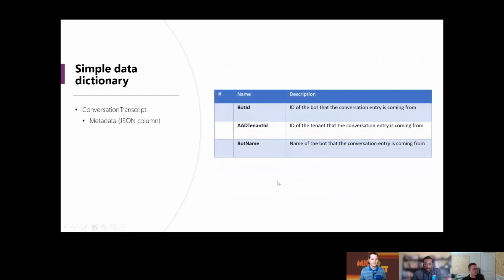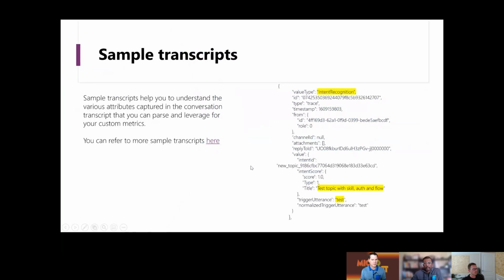And if you go to the next one, this is another one which captures the bot ID, the AAD tenant ID, and the bot name as well. So all the information is available for you as part of the transcript to be able to go and play with it. And this is a simple sample transcript which we have put together. As I talked about the value type, the value type here is intent recognition. That means the bot was able to match the user query with a specific topic. And in this case, it also tells you what the topic is under the title field.